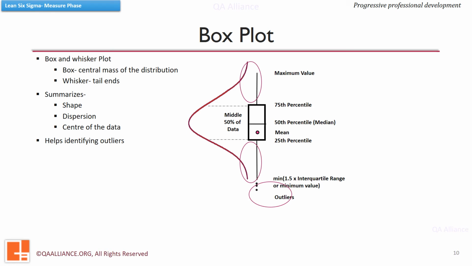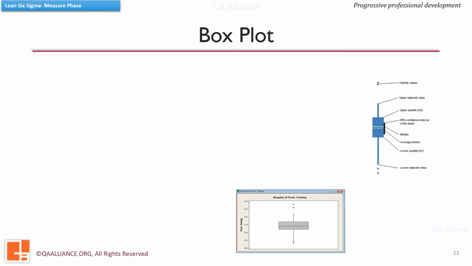Because of its concise nature, it is easy to compare multiple distributions side by side with the help of box plots. So, when we want to quickly determine if two or more distributions are different or not, we can use a box plot. Box plots also help in identifying outliers.